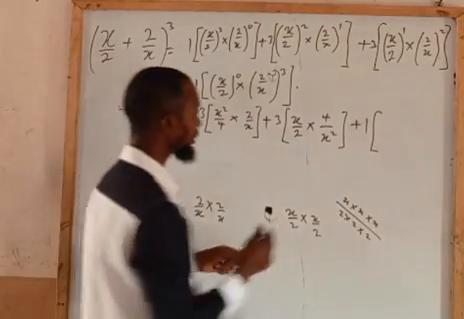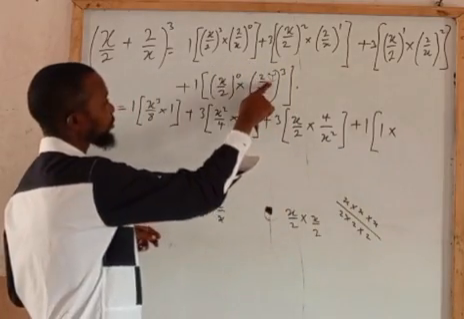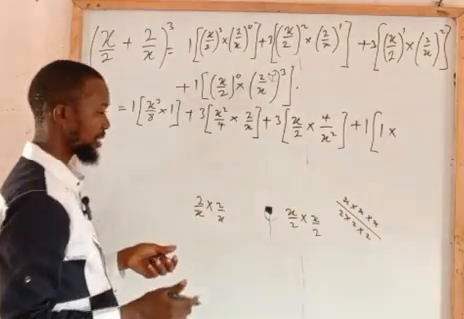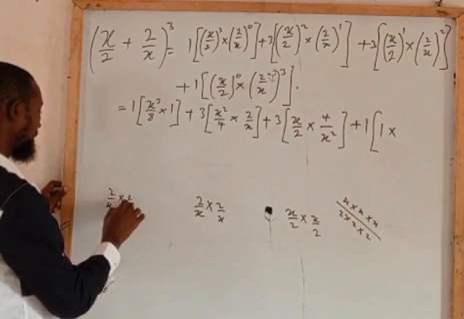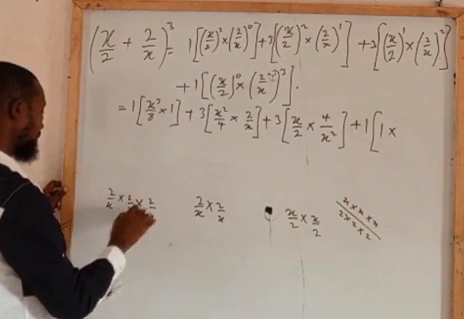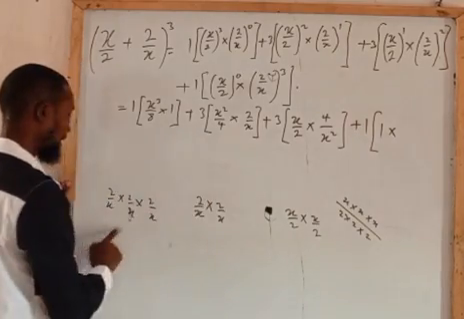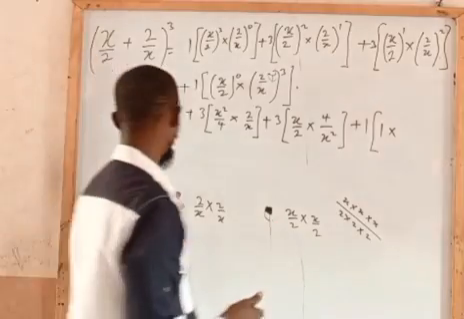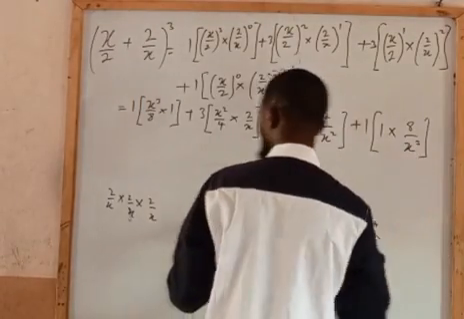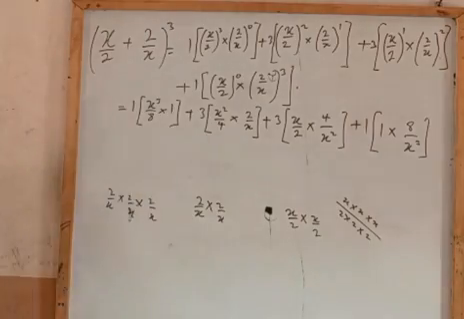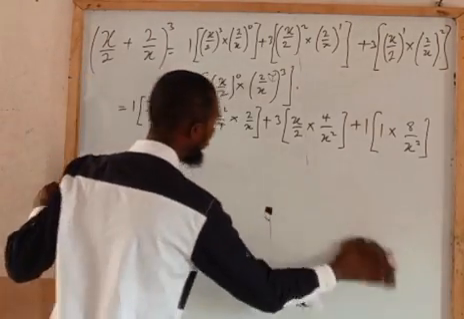Which leaves the value of 1 multiplied by, here I have 2 over x raised to power 3, meaning that 2 over x should be repeated 3 times. So 2 times 2 times 2 here gives 8. x times x times x gives x cubed. So that is going to be 8 everything over x cubed.